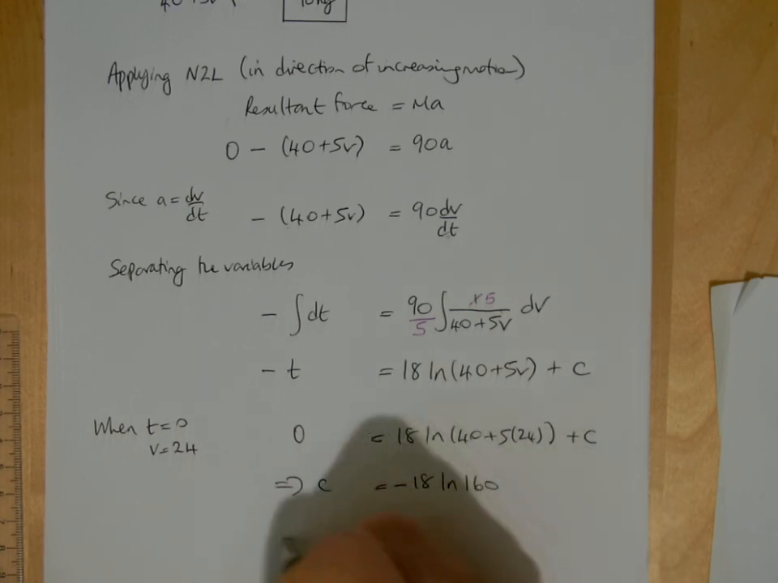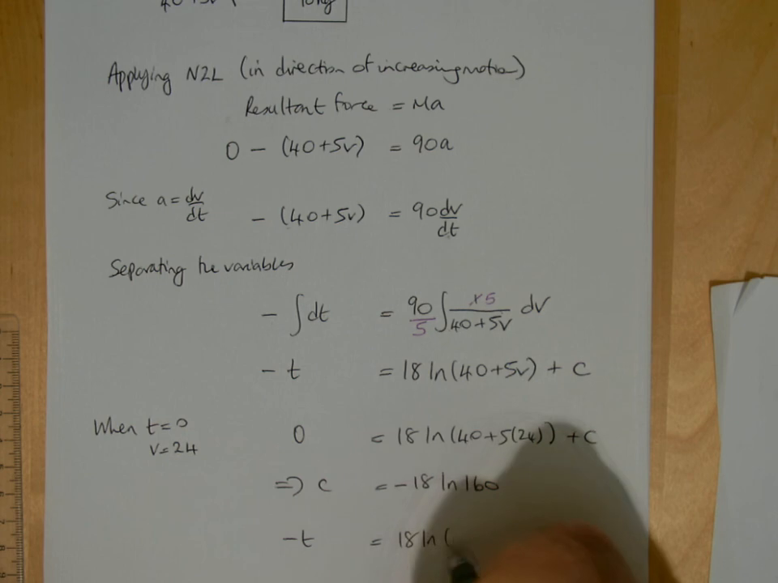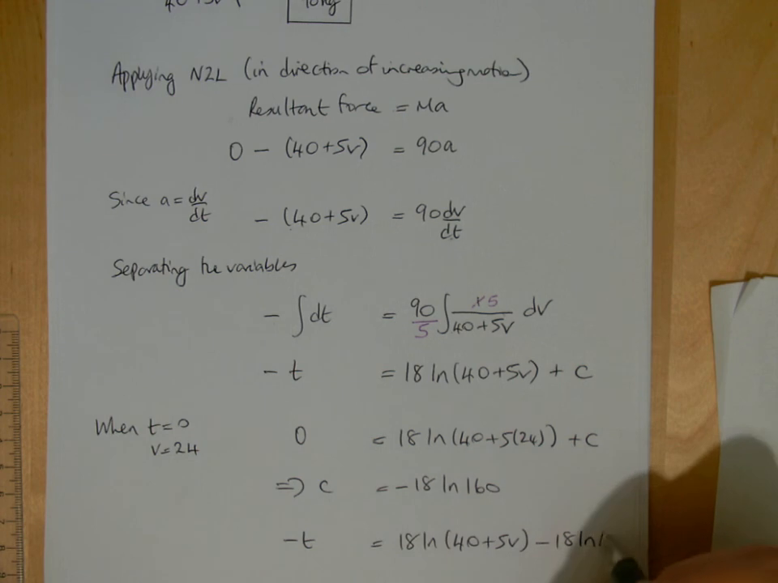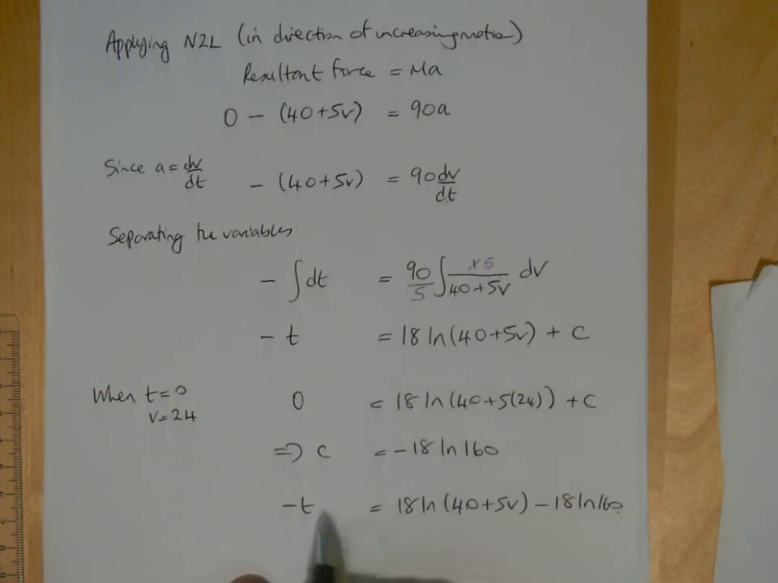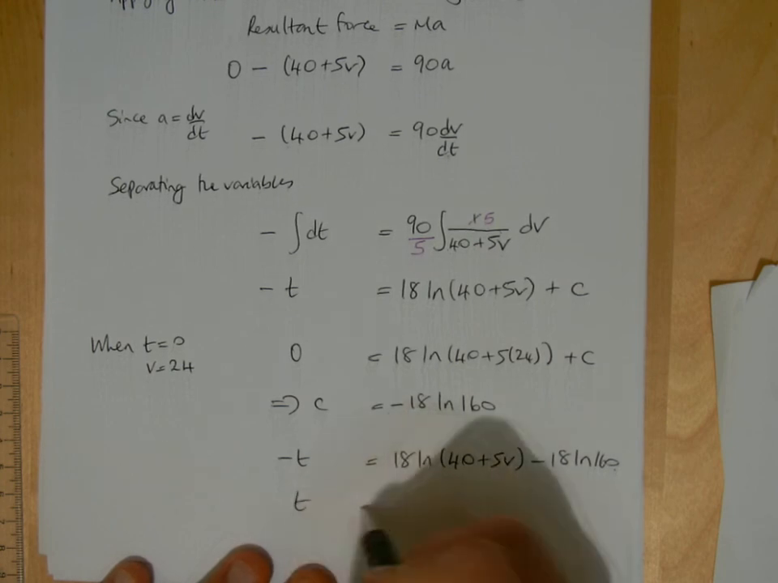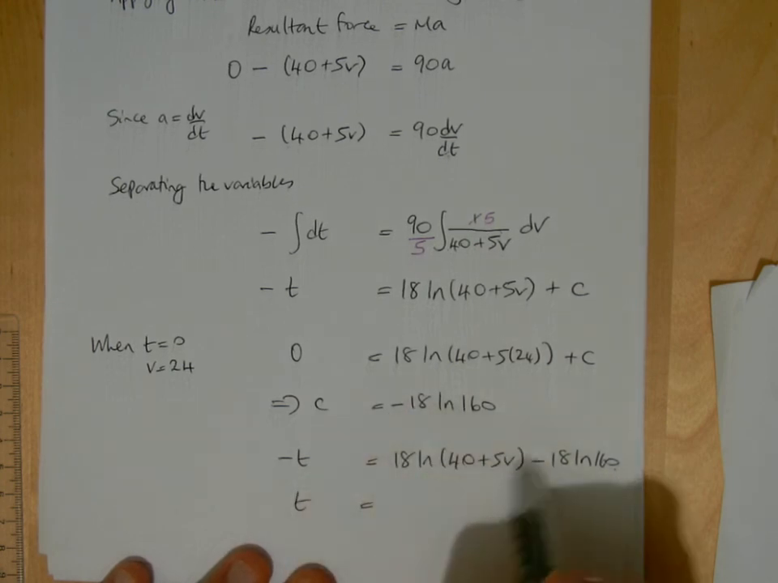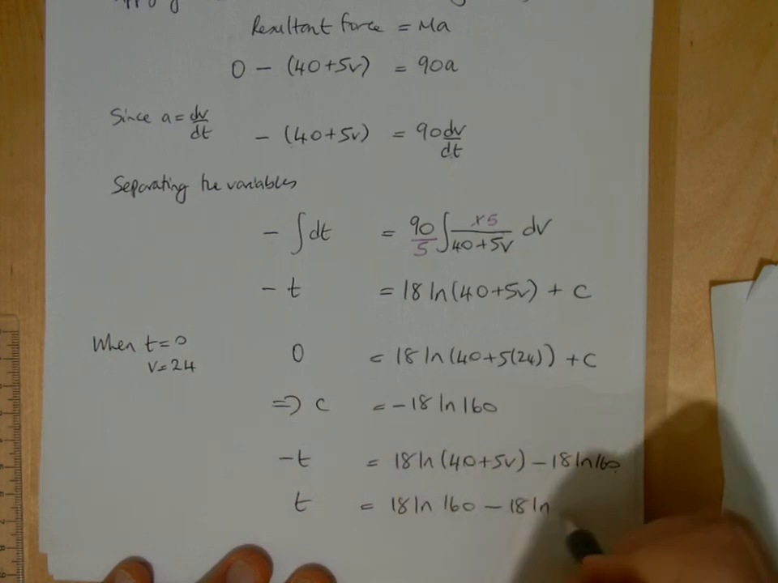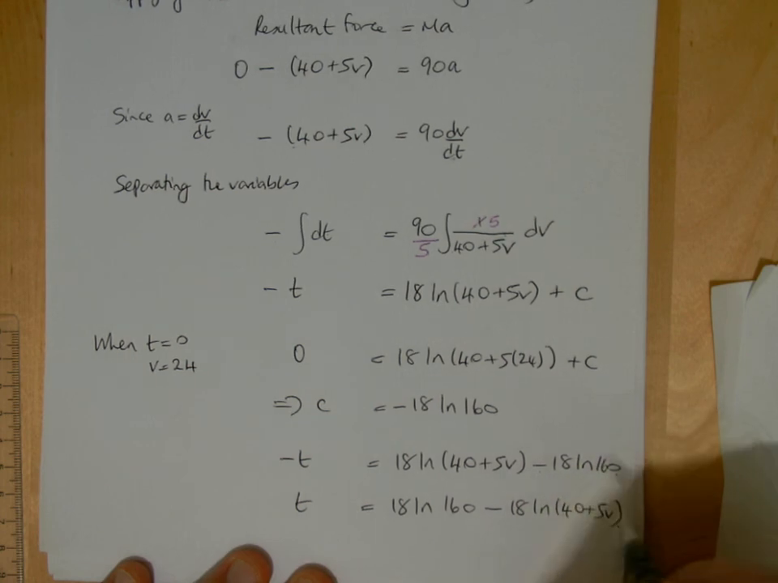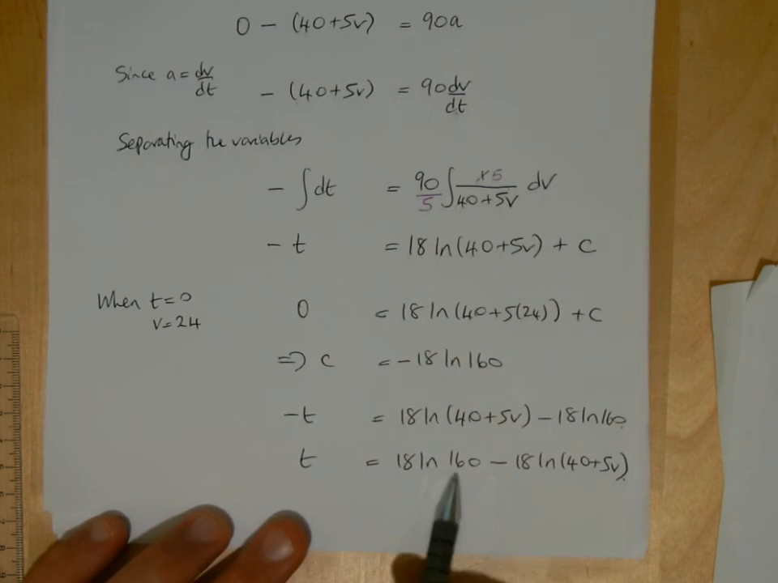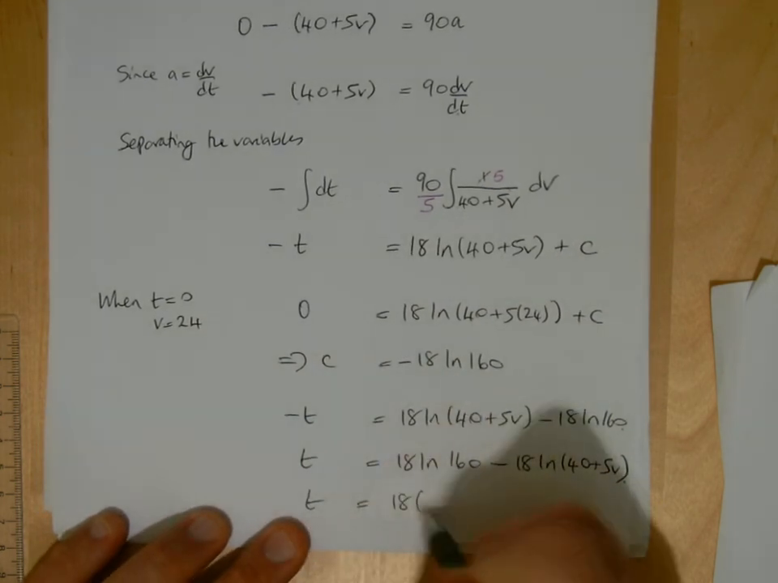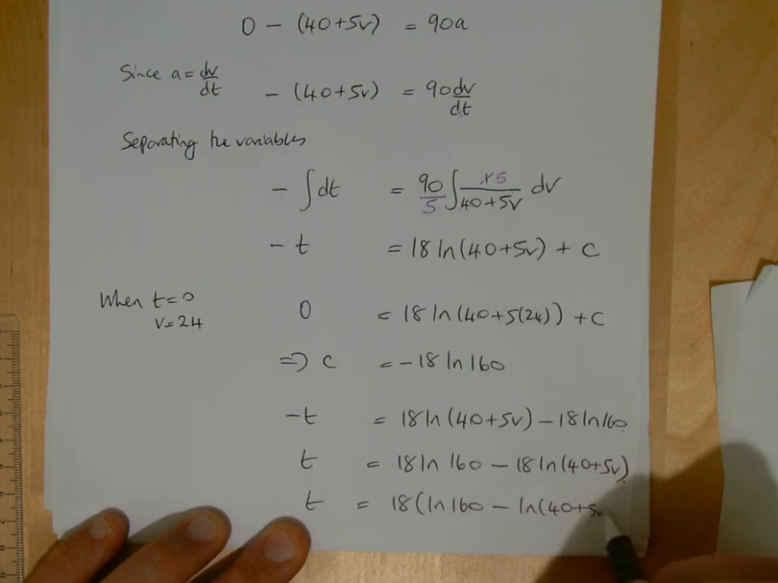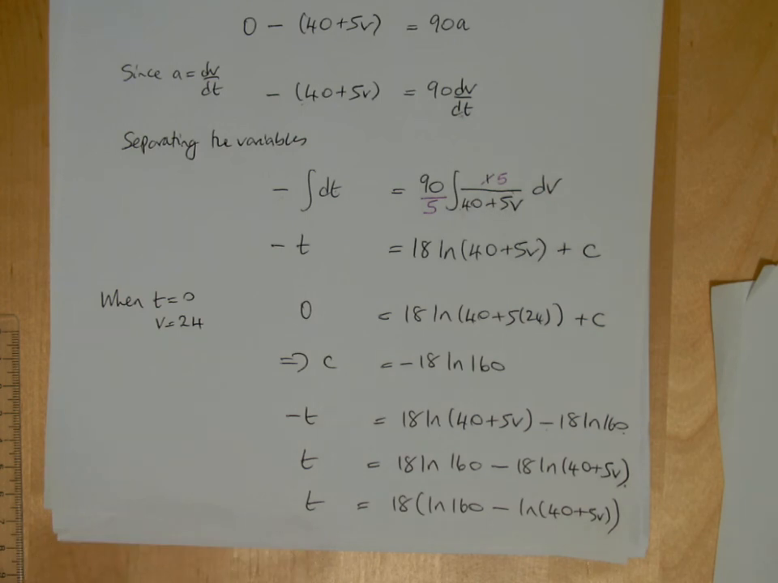So plug it in, so I get minus t equals 18 ln(40 plus 5v) minus 18 ln 160. Change the signs there, so make that positive t. So then I make that negative and I make that positive, so I can write it the other way around: 18 ln 160, take away 18 ln(40 plus 5v). I can then factorize out 18 here: 18 times (ln 160 take away ln(40 plus 5v)). And we'll continue this in part 2 of the video.